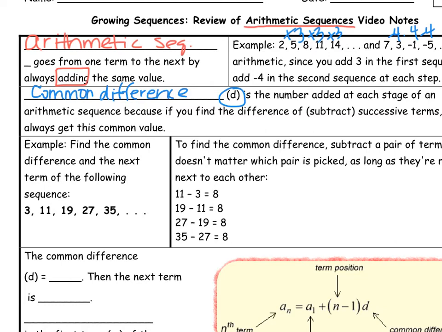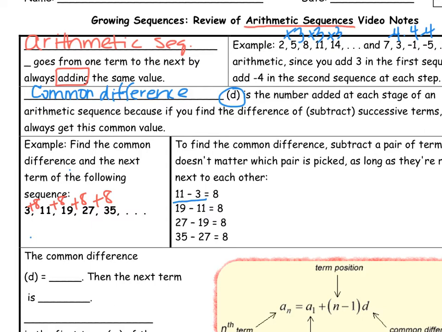So let's take a look at what that means. In this sequence, 3, 11, 19, 27, 35, you can probably look at it and say, I know that 3 plus 8 is 11, 11 plus 8 is 19, 19 plus 8 is 27, 27 plus 8 is 35, and so forth. But if it's not that obvious, all you have to do is subtract the previous term from the next term.